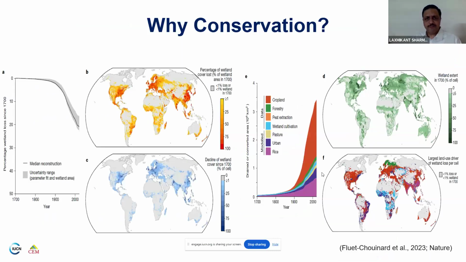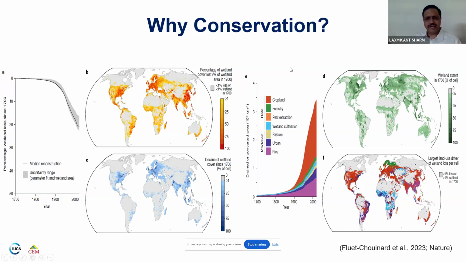So what is the need for the conservation of wetlands actually? You see, this is Floyd and Conard et al., a paper published in 2023 in Nature itself. On the left side, the graph shows the percentage of wetland loss since 1700, and it shows that it is declining. From 2000 until now, it is still declining.